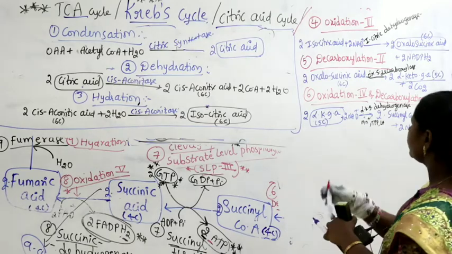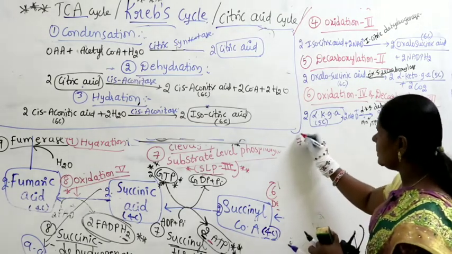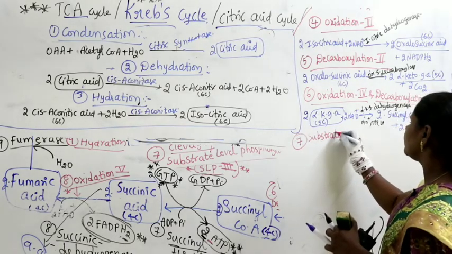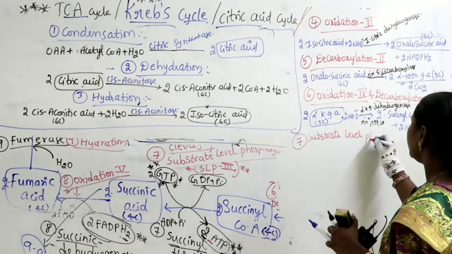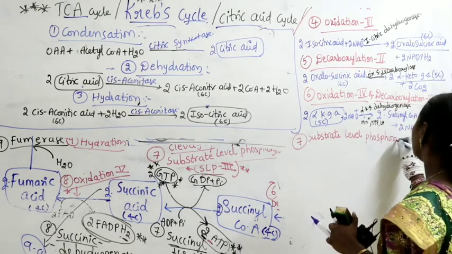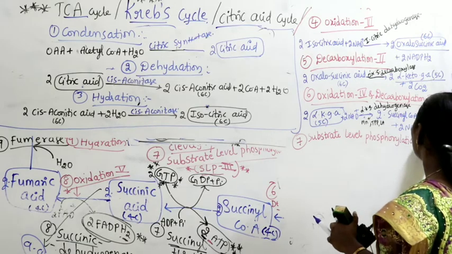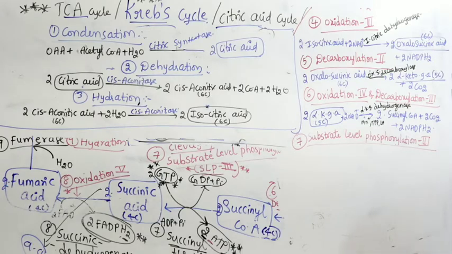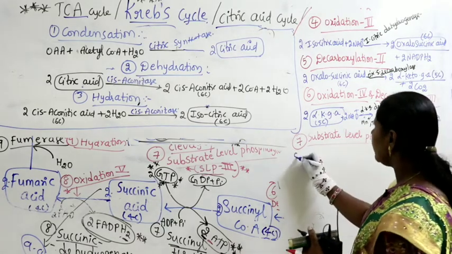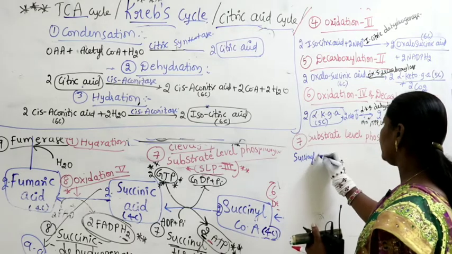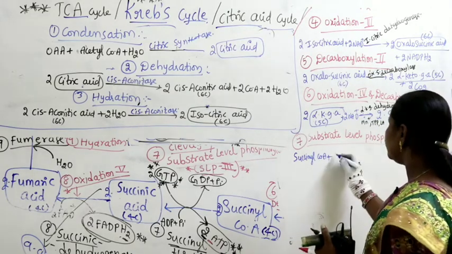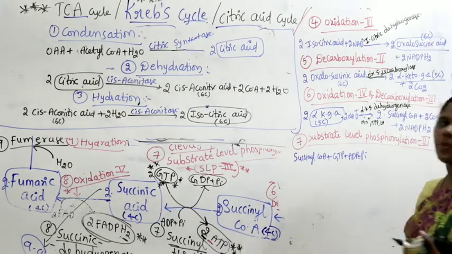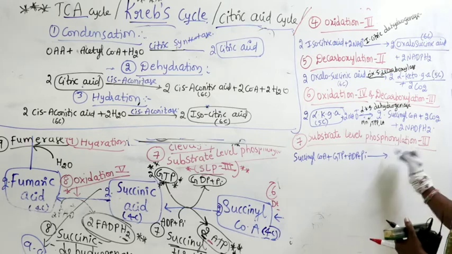So what is the next step? Number 7. What is number 7? Substrate level phosphorylation 3. So in substrate level phosphorylation 3, what happens here? Succinyl CoA, right, plus GTP plus ADP plus inorganic phosphorus gets converted into what? Succinic acid.